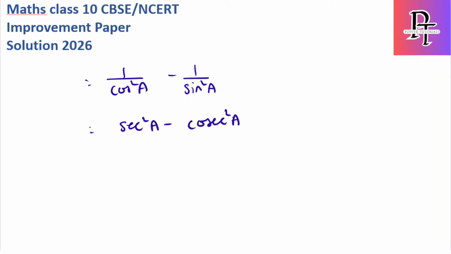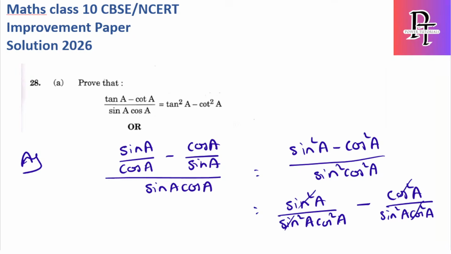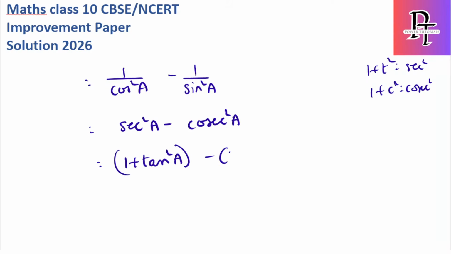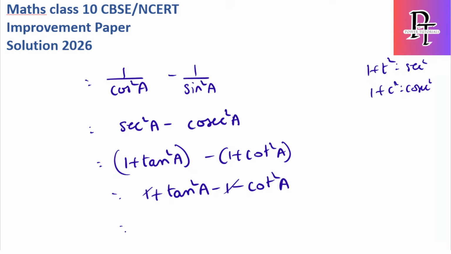But then the right hand side, what is the value? Tan square A minus cot square A. So for this we have to use the second and third identity, which is 1 plus tan square A is secant square A and 1 plus cot square A is cosecant square A. So I will use secant square A as 1 plus tan square A and cosecant square A as 1 plus cot square A. So now this becomes 1 plus tan square A minus 1 minus cot square A. So 1 gets cancelled out. You will get the final answer as tan square A minus cot square A, which is nothing but RHS.